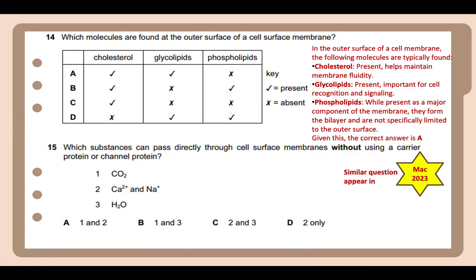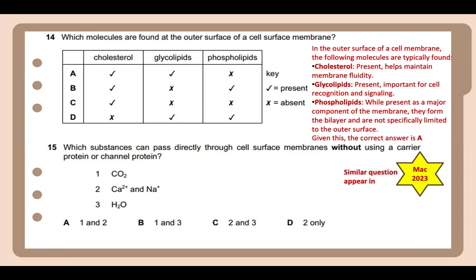In the outer cell surface membrane, the following molecules are typically found. Cholesterol, which is present, helps to maintain membrane fluidity. Glycolipid is also present, which is very important for cell recognition and signaling. Phospholipid, while present as a major component of a membrane, forms a bilayer and is not specifically limited to the outer surface. So the correct answer is A.